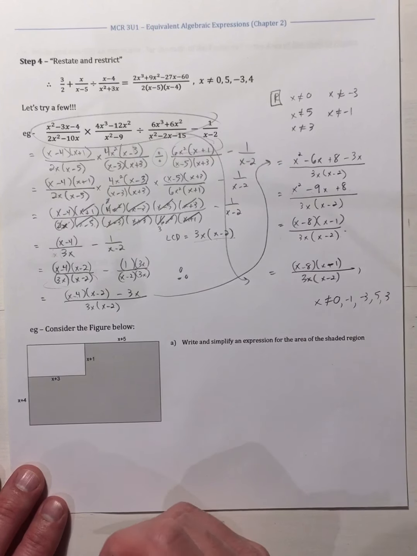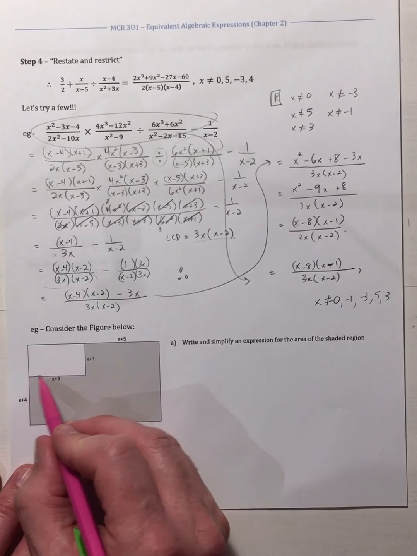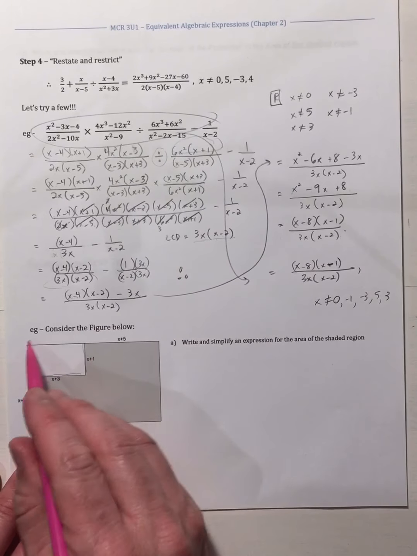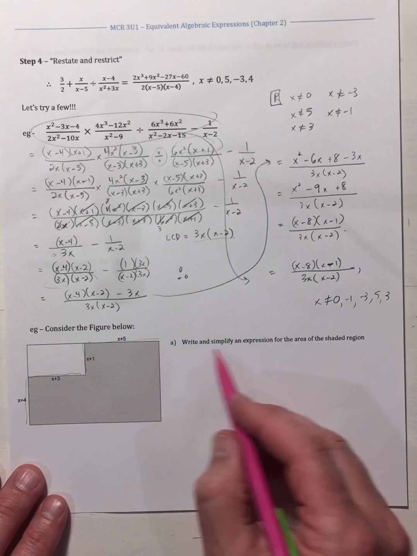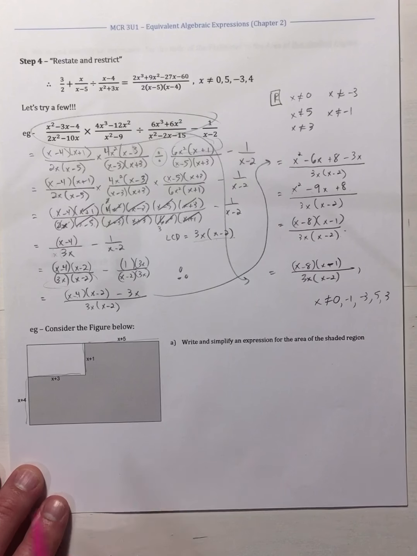Okay, so here's a figure. There's a shaded region. This is x plus 3. This is x plus 1. This part here is x plus 5. This part here is x plus 4. And it says, write and simplify an expression for the area of the shaded region.